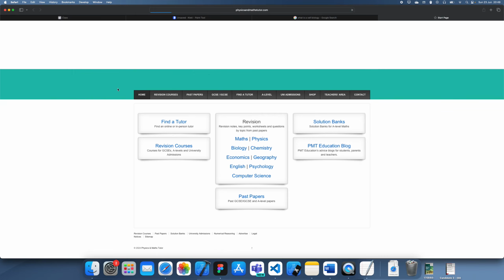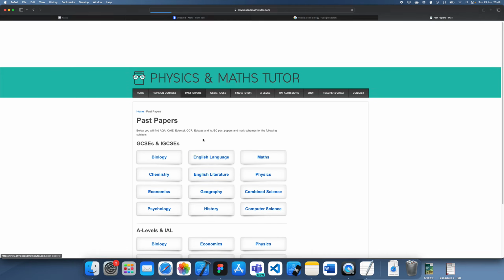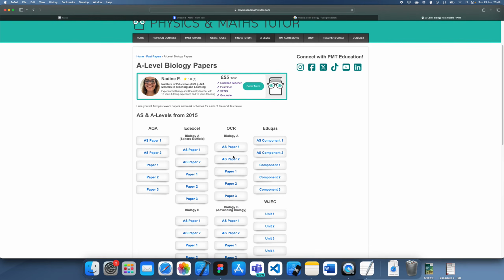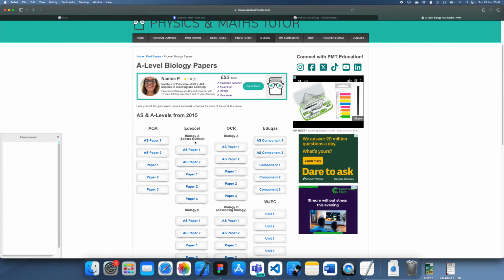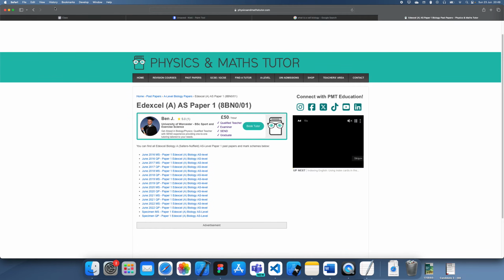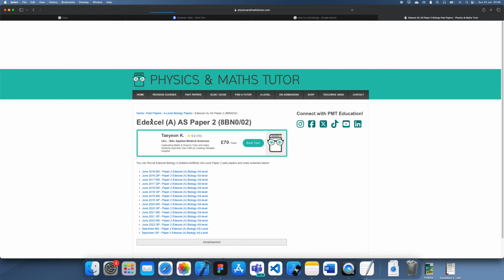If I hop over to Physics and Maths Tutor, and go to past papers, you should be able to see, this is for Edexcel A, by the way, just to let you know. Should work for other boards though, but yeah, specifically for Edexcel A. These 15 papers cover all of the papers given for this specification.